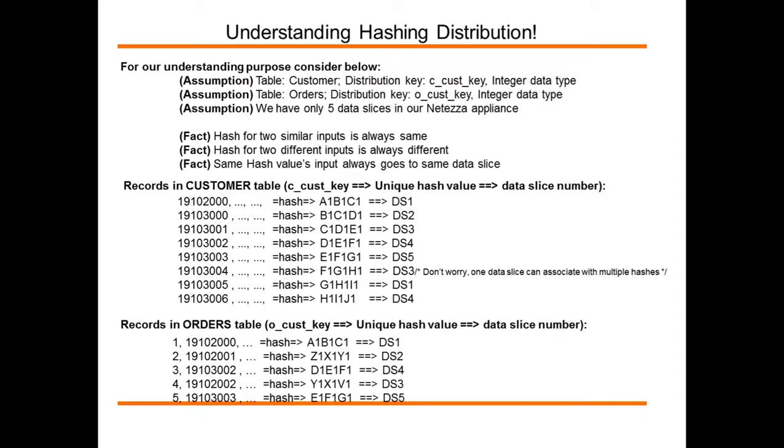Okay. The point I'm trying to make, just to bring everyone on the same page again: I assumed customer is distributed on customer key. Orders, surprisingly, I assumed is also distributed on customer key instead of order key. So when I say 19102000, it generated A1, B1, C1, and goes and sits in disk 1. When the same customer's orders come, 1, 19102000, they will go and sit in the same disk here.